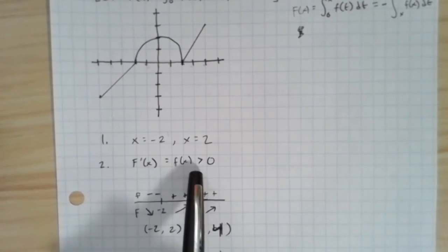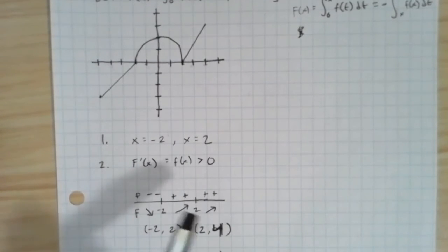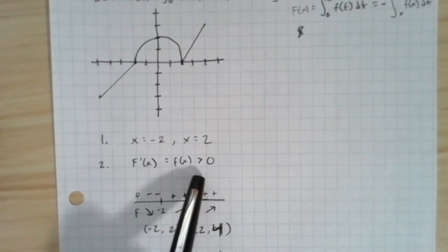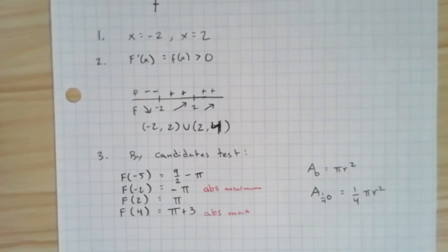This notation here just says f prime of x, positive sloped tangent lines. That's where f is going to be increasing, and that was my first line, and then here's the analysis for that. For question 3, we're going to use something.